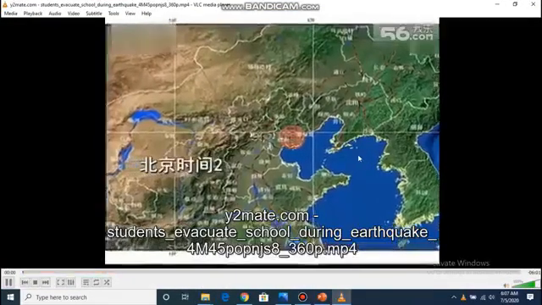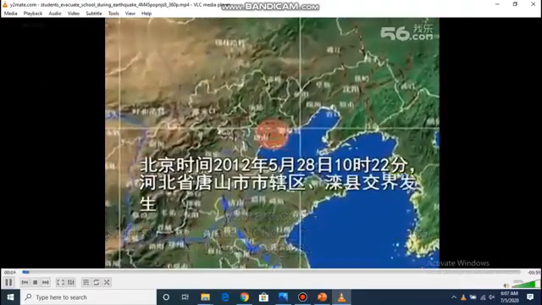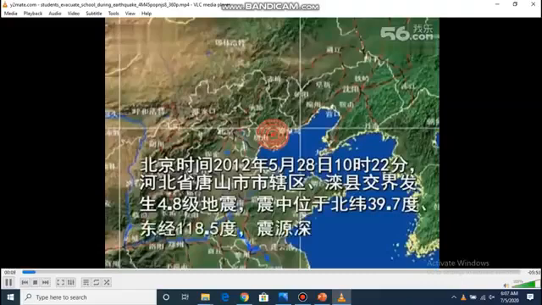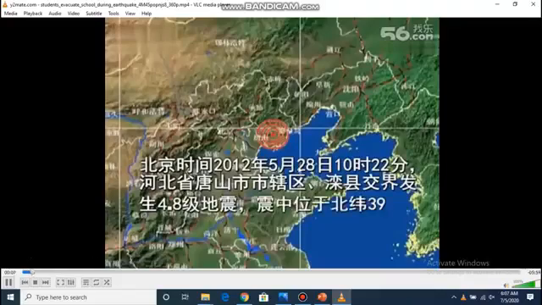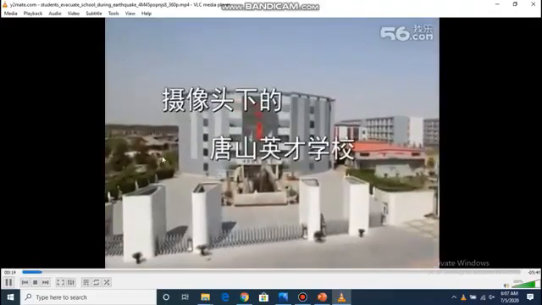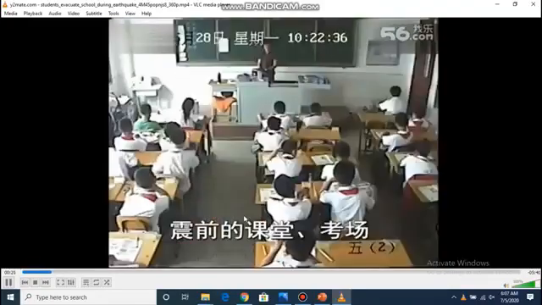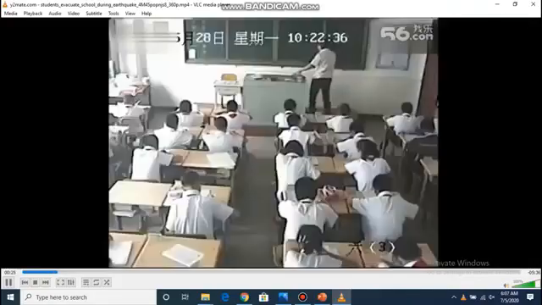One is how you have to behave during the earthquake, and then how you have to behave after the earthquake. So this is one, the information mentioned here is that on this date in 2012, there was a 4.8 magnitude earthquake in China on this school building, and different situations of different classrooms are shown here, where the students were having their classes.